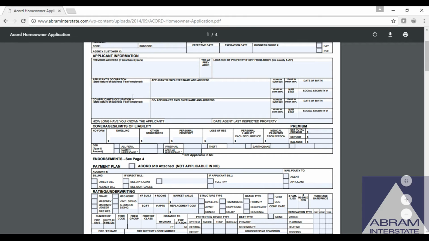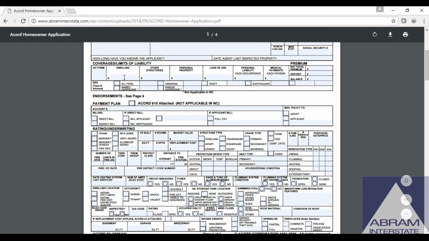Applicant's occupation is not a required form, but it is necessary for certain markets. So if you have it, go ahead and provide that information. If you don't, feel free to bypass that for now. Same with date of birth. It's not required for all programs that we offer. However, it can be helpful in looking at a specific company.